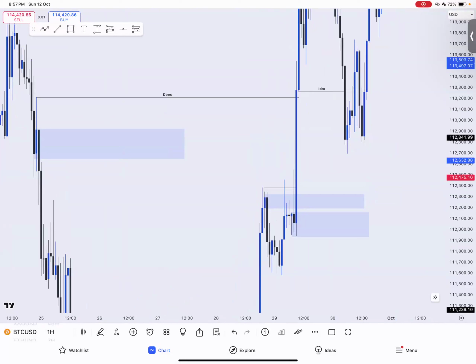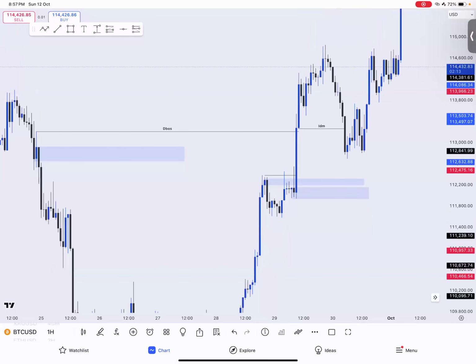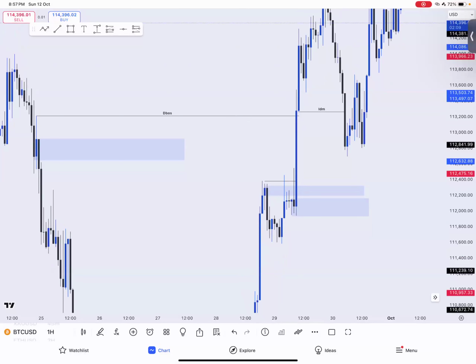Third rule, the points of interest need to be unmitigated. Means that while market was creating inducement, it needs to not have touched any of the points of interest you want to pick. And because market did not touch any of these points of interest, all three are still valid to be used as entries. The final rule, pick the point of interest closest to where your inducement is. And which point of interest is that? Trace it down. Is this breaker block right here?